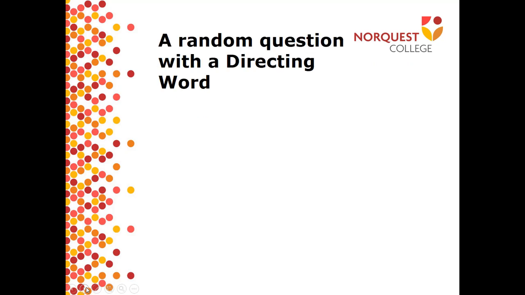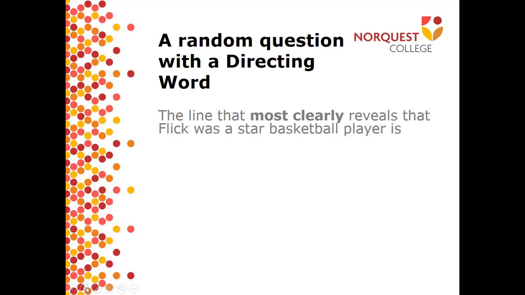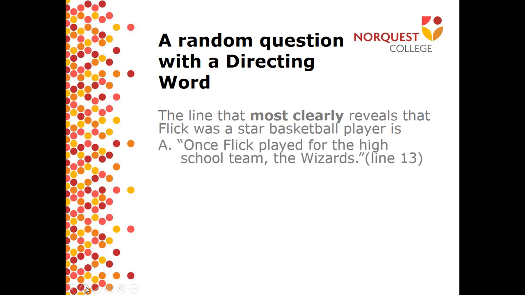Here's a random question with a directing word. The line that most clearly reveals that Flick was a star basketball player is. Now, most clearly is going to go literal, so I want to see a stated answer in my correct answer. A is once Flick played for the high school team, the Wizards.